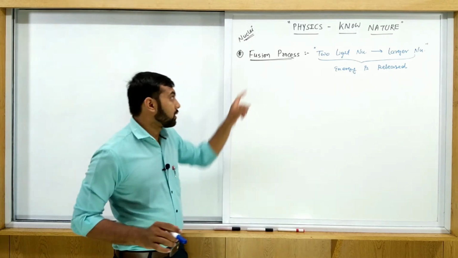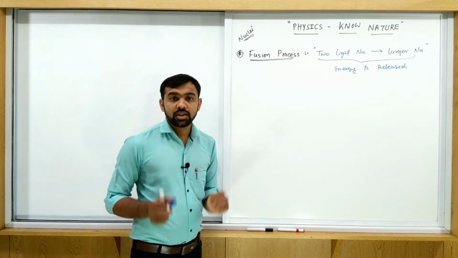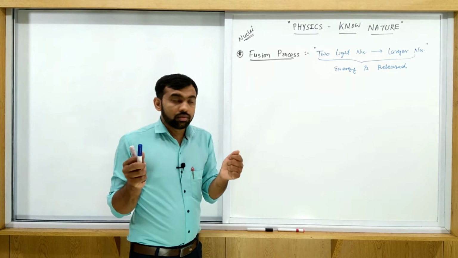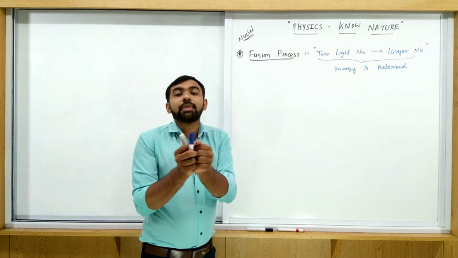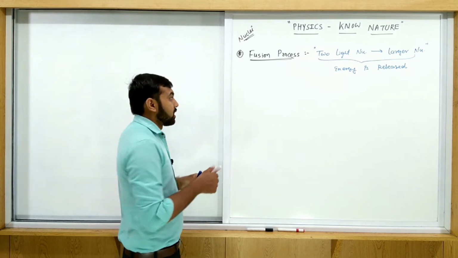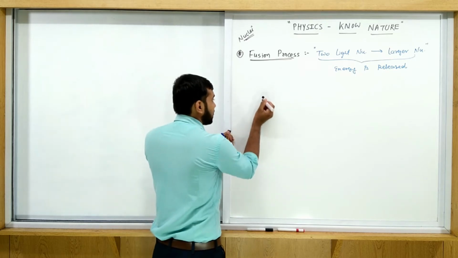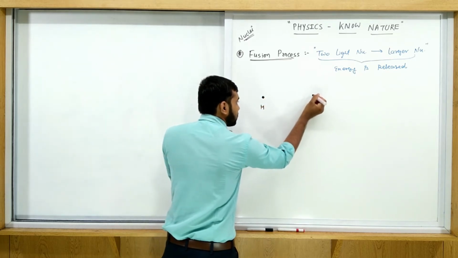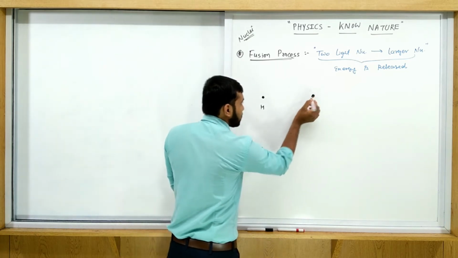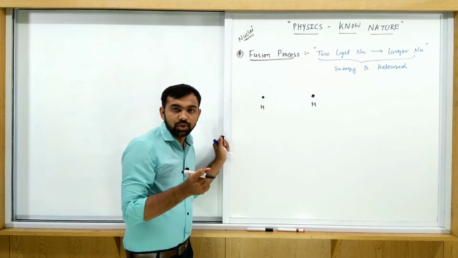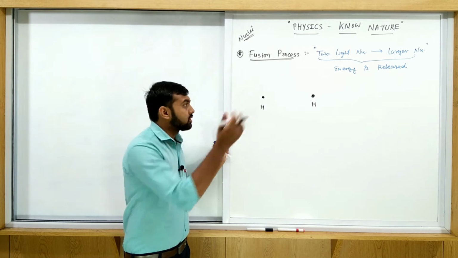But there is one problem in the fusion process. If we consider an example, suppose we have two hydrogen nuclei. Now we want a fusion process with these two hydrogen, meaning the two hydrogen combine with each other. Consider there is one small problem in this process. Suppose it is hydrogen, and here is another hydrogen. Now both hydrogen combine with each other and form some new, larger nucleus.